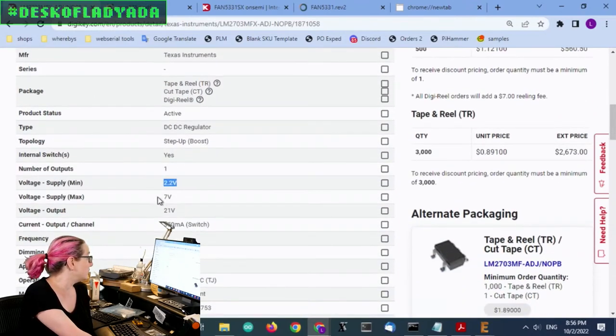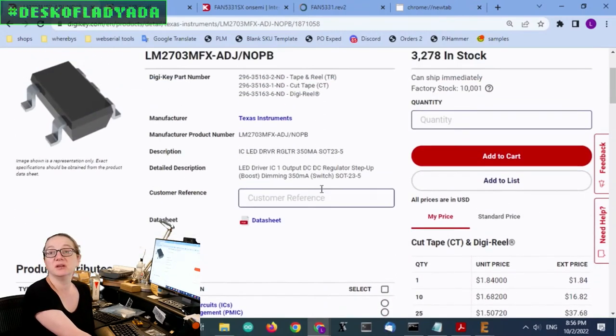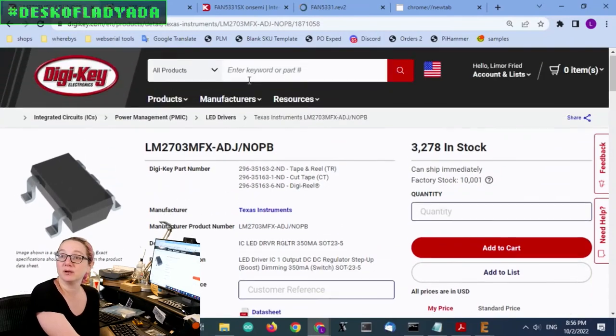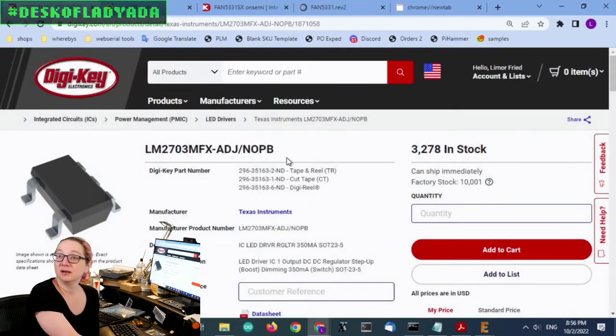Again, 2.2 to 7 volts in, up to 21 volts output. Simple boost converter, it'll do the job, and then pin compatible, so I can just drop it in. And for almost all of my OLED biasing needs, this chip will work quite well. And that's a great search.